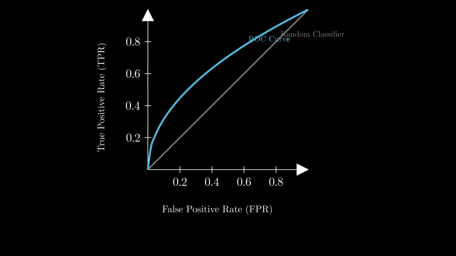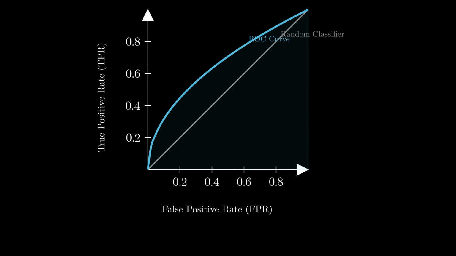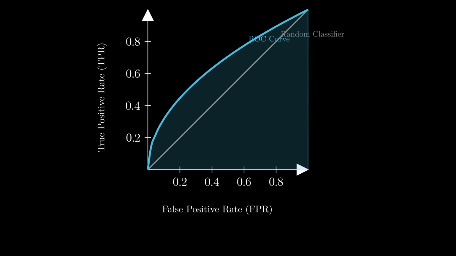On the x-axis, we have the false positive rate, or FPR. On the y-axis, we have the true positive rate, or TPR. These two metrics help us understand how well our model distinguishes between the two classes. A diagonal line on the plot represents a random classifier, one that makes predictions by chance. Any model that performs along this line isn't really learning anything useful.